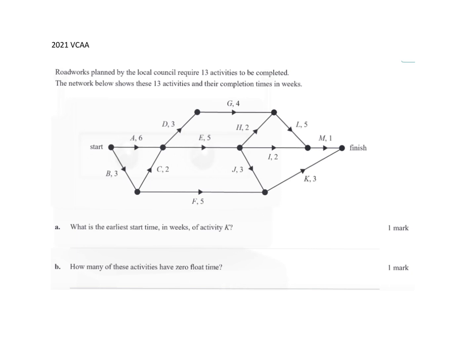Okay, so here roadworks planned by the local council require 13 activities to be completed. The network shows the 13 activities. So this is where it's crucial we use our reading time, particularly for this network. It says what's the earliest time for K, so we could do forward tracking. But question B says how many activities have a zero float time, so then we need to do the whole critical analysis for the whole network. So when you get here, we're going to go straight into it and draw it up.